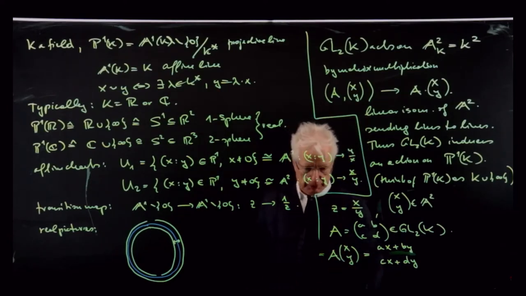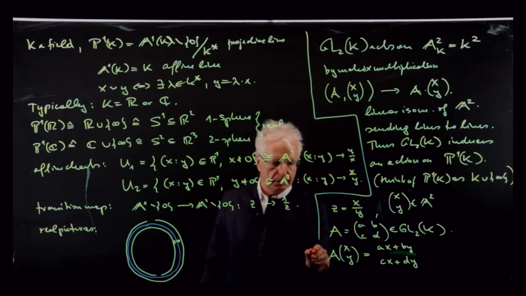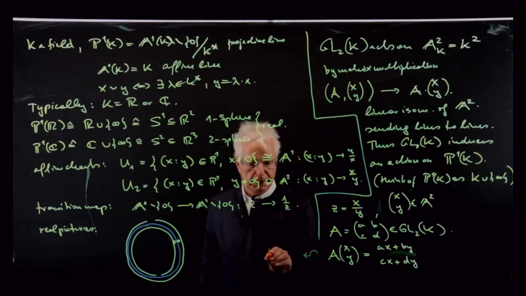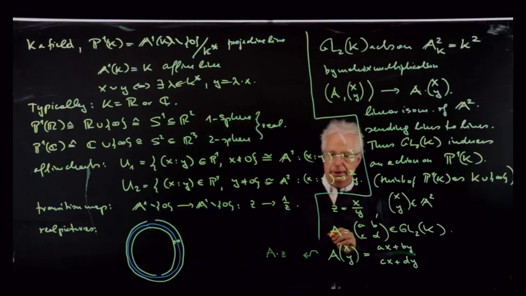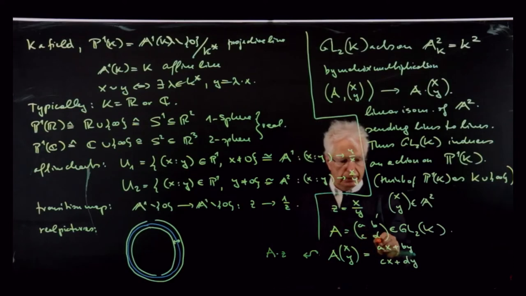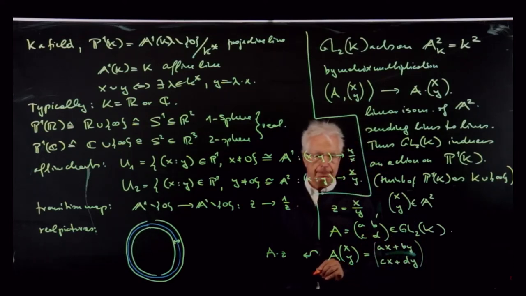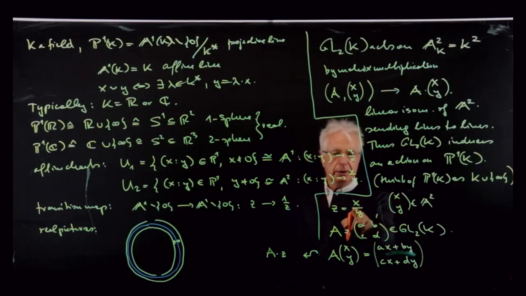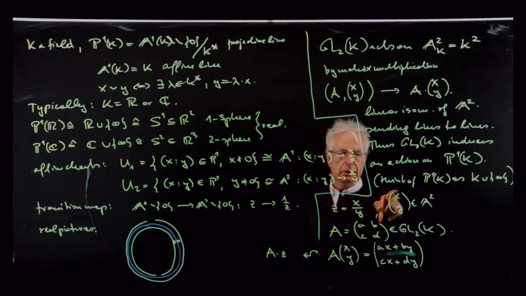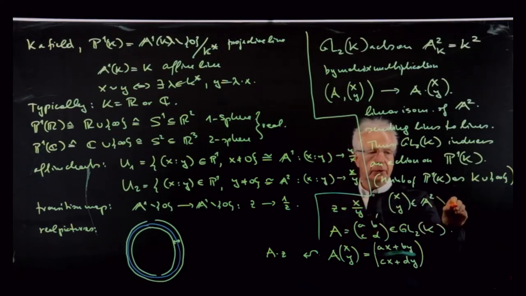So maybe I write this like this. Here behind we have A acting on Z. We want to find what is A applied to Z. So this will be this column vector. And recall, we go from the vector xy to the projective point by dividing x divided by y. If y is 0, we just take infinity here. And not both are 0, so we are outside 0, of course.